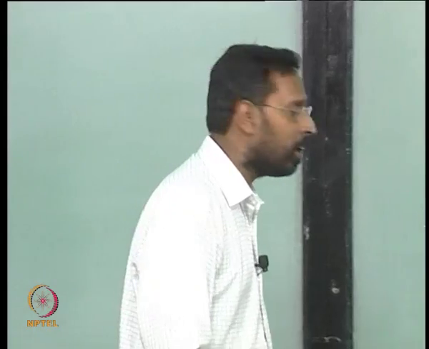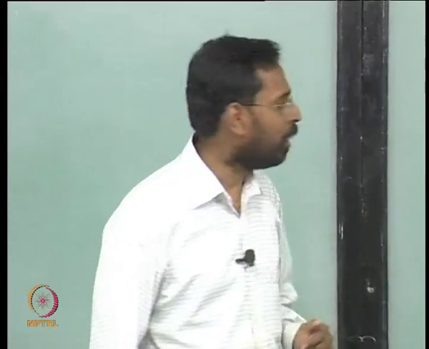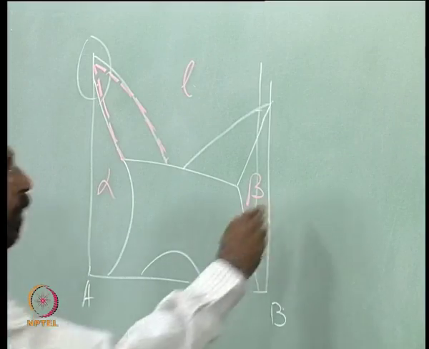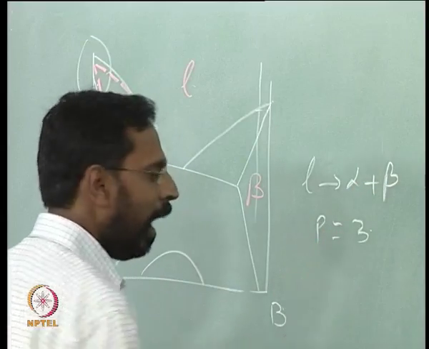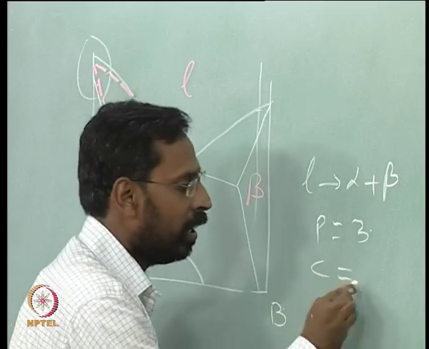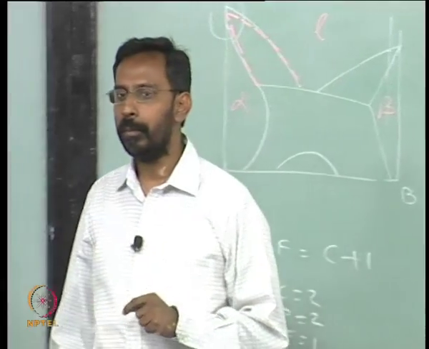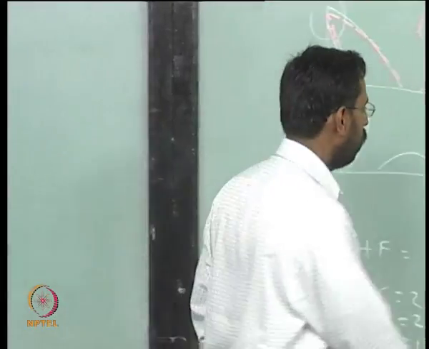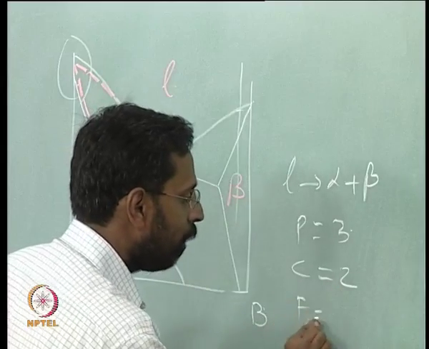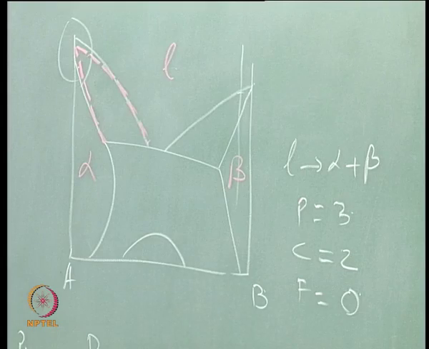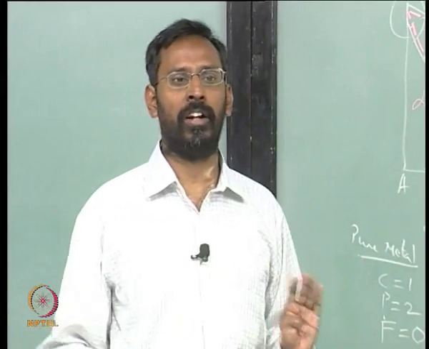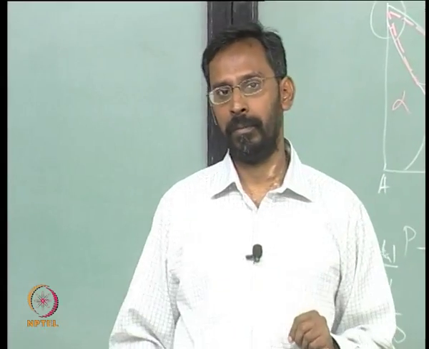Again, the phase rule tells that whenever you have three phases involved in a reaction, and eutectic is one such reaction where liquid is giving alpha plus beta, so there are three phases involved. So, whenever liquid gives alpha plus beta, P equal to 3, and the number of components C, how many? We are talking of a binary alloy. So, C has to be 2, then F has to be 0. F 0 basically means that everything that is associated with that reaction is invariant, is fixed.